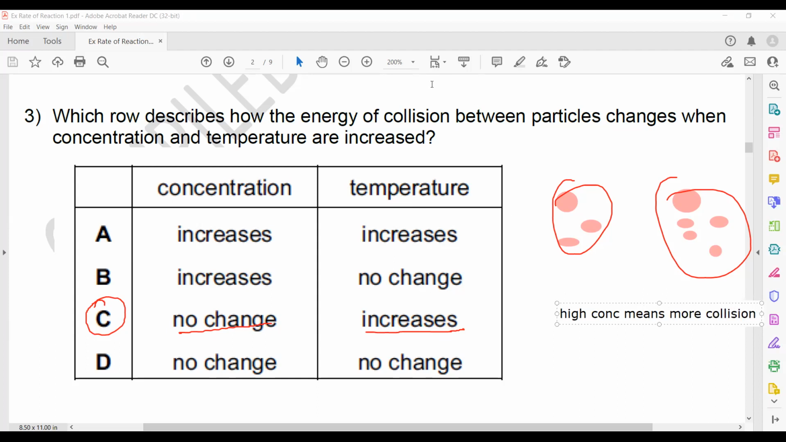For example, if I say this is at 30 degrees centigrade, this is also at 30. So when they're colliding, they will collide with the same speed. Like this was having 10 meters per second, this will also have 10 meters per second. But the number of collisions at high concentration will be more as compared to a low concentration.